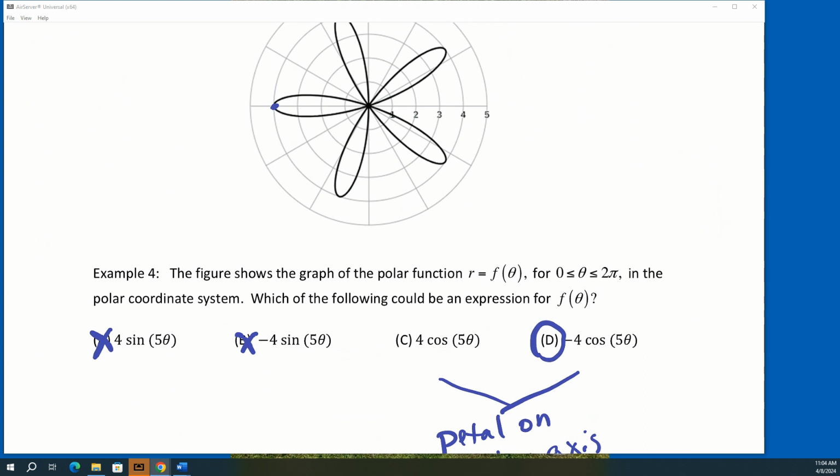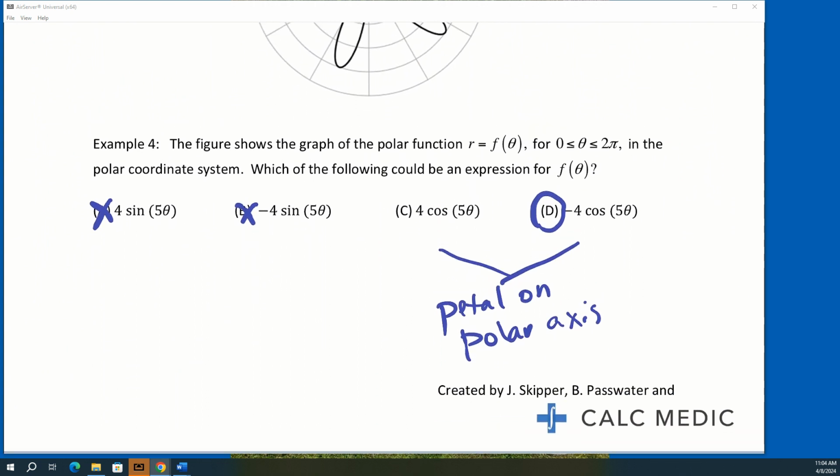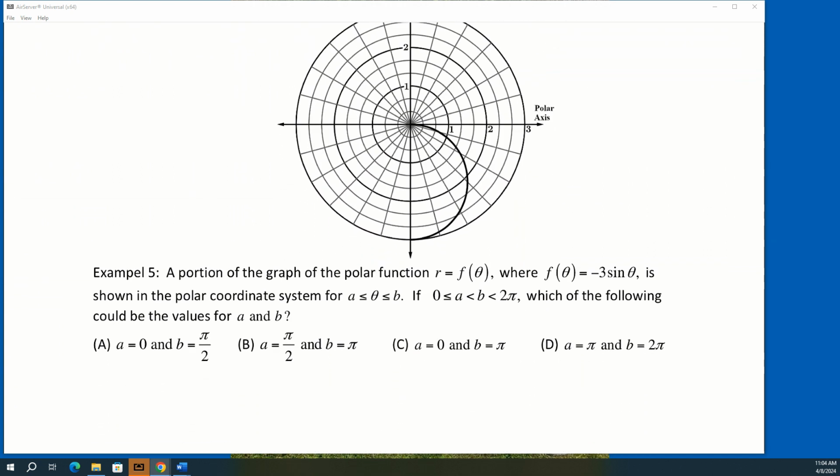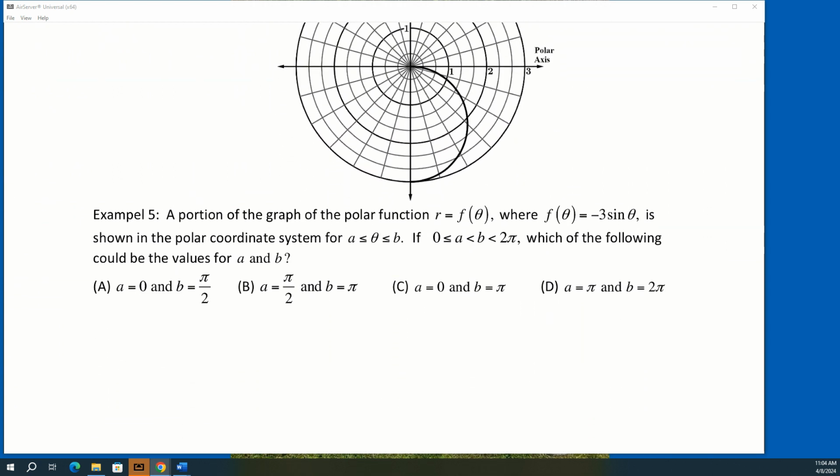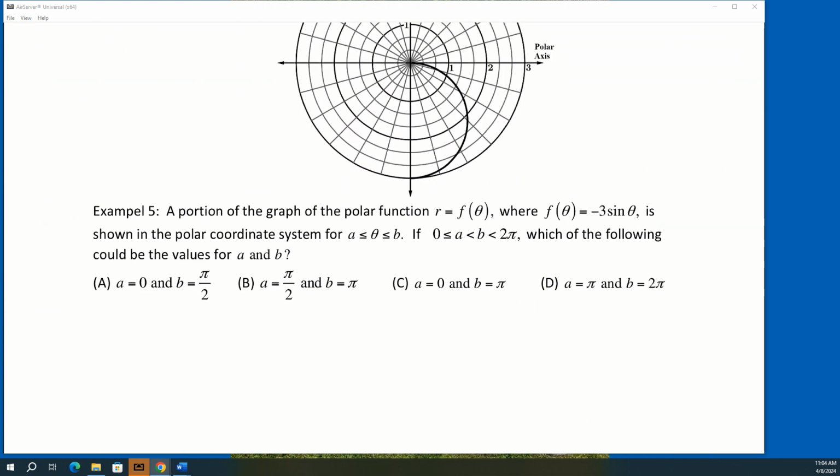All right, any questions on that? Okay, sometimes you'll have it like that. Sometimes you'll have the equation and you'll have 4 graphs to choose from. And then there's a lot of questions like this one, and it's kind of tedious to figure out. So you have a partial graph. This is a portion of the polar function f of theta equals -3 sine of theta.